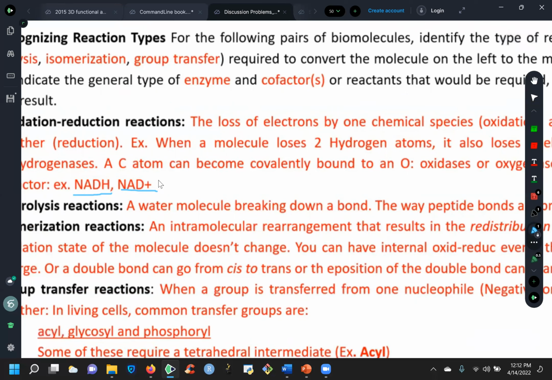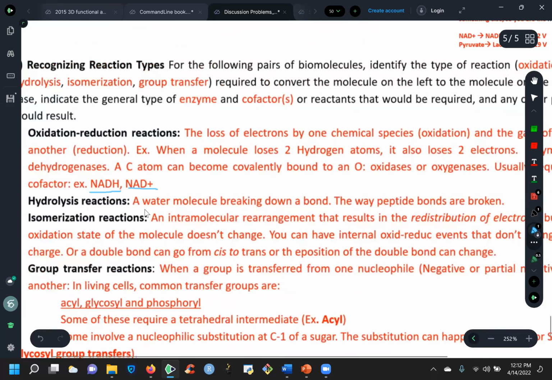What about hydrolysis reactions? Well, that's where we have a water molecule. Hydro means water, so you should see an H2O come in. And then lysis means to break down. So whenever you see a water molecule, and then you have like another molecule that's broken in two, that's how you know you have a hydrolysis reaction, right? Okay, so you have to know what to look for.